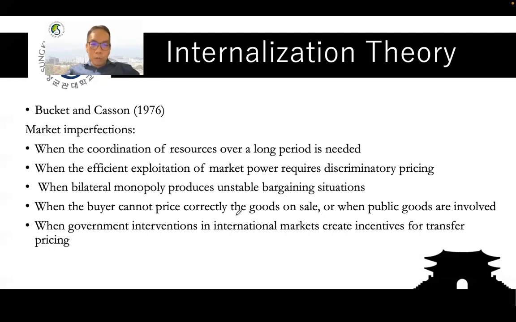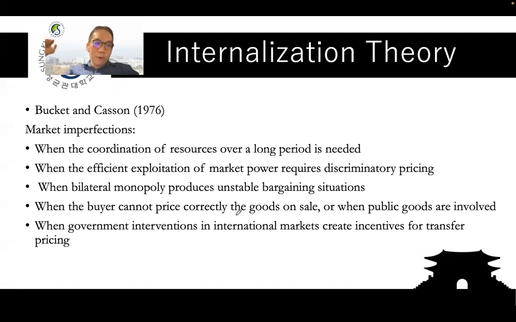When bilateral monopoly produces unstable bargaining situations, right? If you go to another country with the same monopolistic power, then definitely it's hard to bargain. So it's better to internalize the whole process rather than going for open market transactions or negotiation. Or when the buyer can't price correctly the goods on sale, or when public goods are involved, it's very difficult to find the market prices.